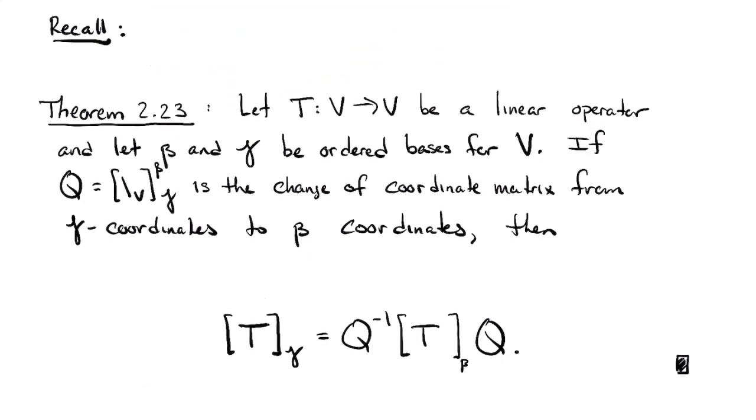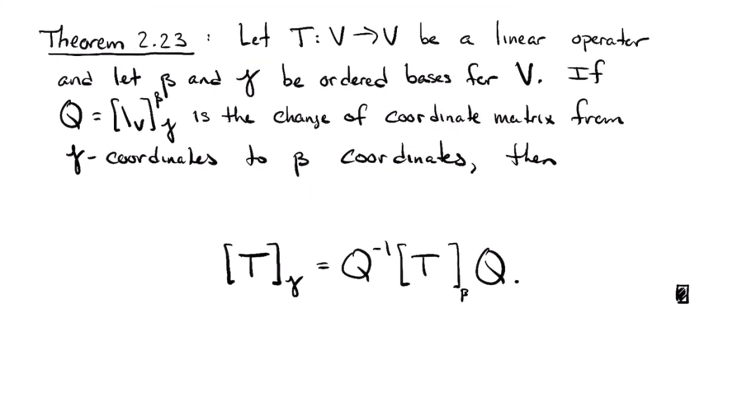Okay, let's start by recalling theorem 2.23. Theorem 2.23 said that if you have a linear transformation, a linear operator on a vector space, and you're given a couple of ordered bases, beta and gamma, if you let Q be the change of basis matrix from gamma to beta, so it changes gamma coordinates into beta coordinates, then the matrix of T in the gamma basis is given by this product, Q inverse times the matrix of T in the beta basis times Q.